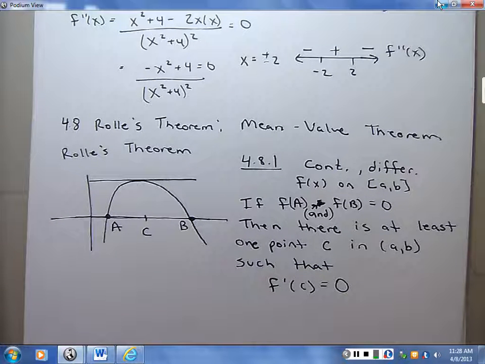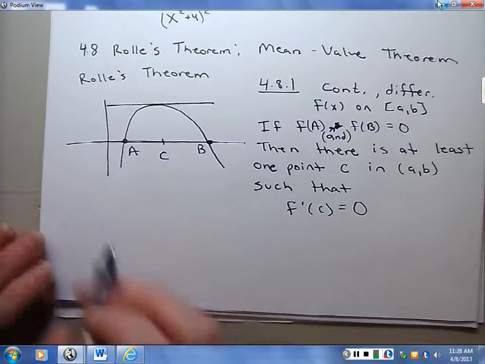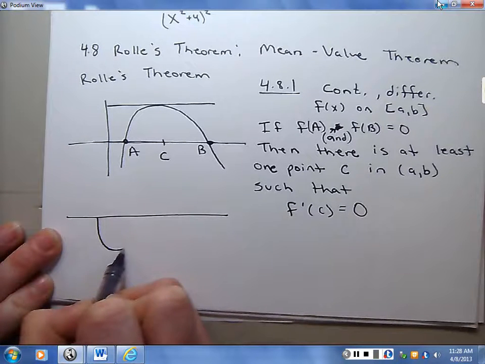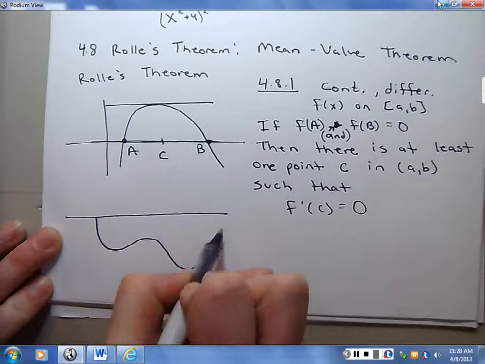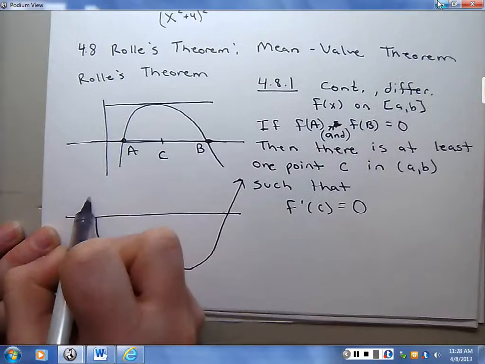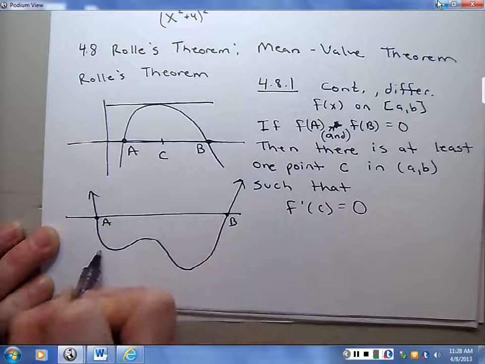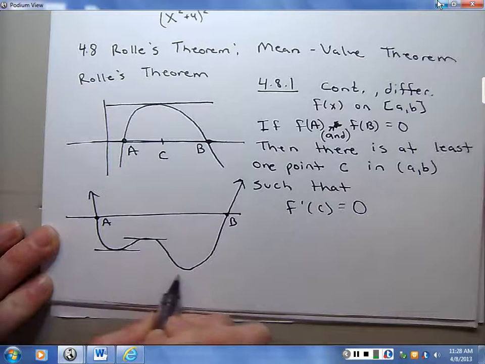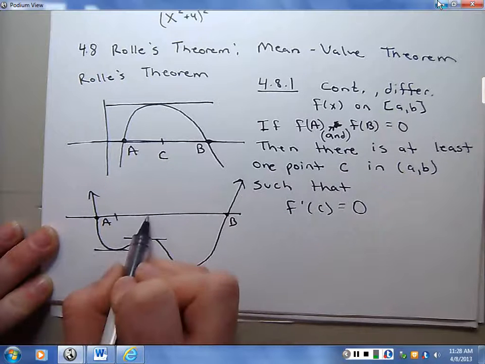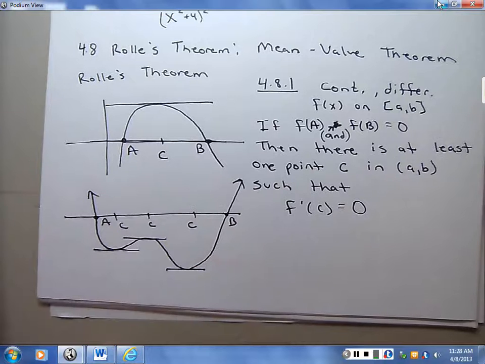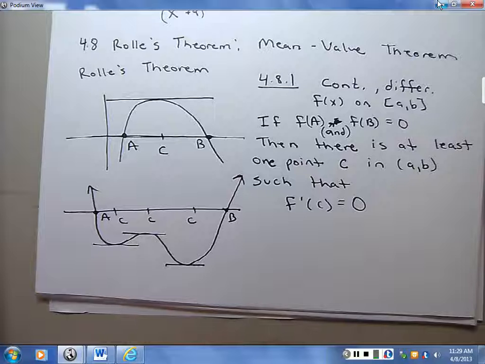There can be more. A graphical example of there being more: if I have a function that looks like this, with this as my point A and this as my point B, it turns out it equals 0 here, it equals 0 here, and it equals 0 here. So there are 3 C's in this interval that satisfy this relationship. But there has to be at least one. Right?